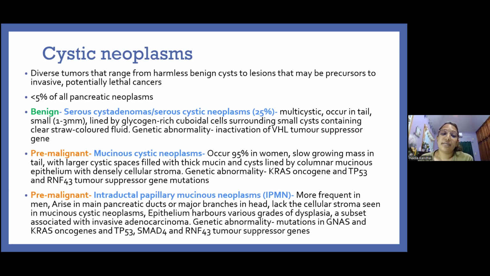These arise in the main pancreatic ducts or the major branches in the pancreatic head. They lack the cellular stroma seen in the mucinous cystic neoplasms, and the epithelium harbors various grades of dysplasia, with a subset associated with the invasive adenocarcinoma. Mutations in GNAS and the KRAS oncogenes have been found, as well as TP53, SMAD4, and RNF43 tumor suppressor genes.